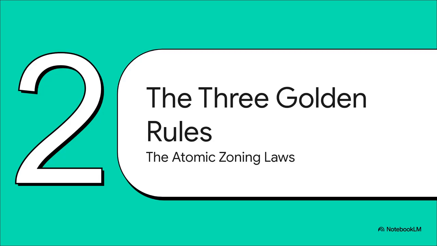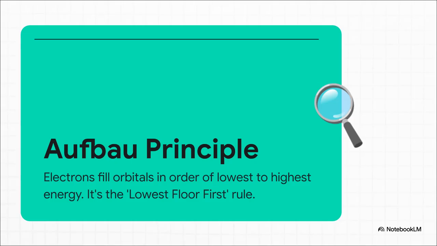But you know, this atomic city isn't some kind of free-for-all. Oh no. It's got these super strict zoning laws that every electron has to obey. Let's break down the 3 big ones. First up is the Aufbau principle. You can just think of this as the lowest floor first rule. Imagine you're filling an empty apartment building. You wouldn't start on the top floor, right? You'd fill the ground floor first because it takes way less energy than climbing all those stairs. Well, electrons are just as lazy or efficient. They always take the lowest energy spot available before moving up.